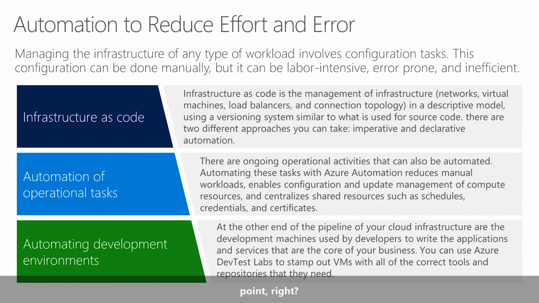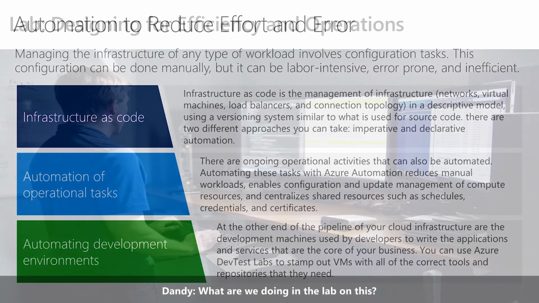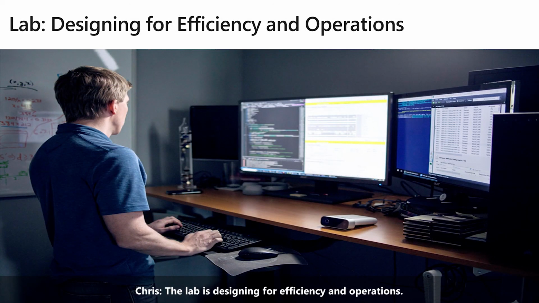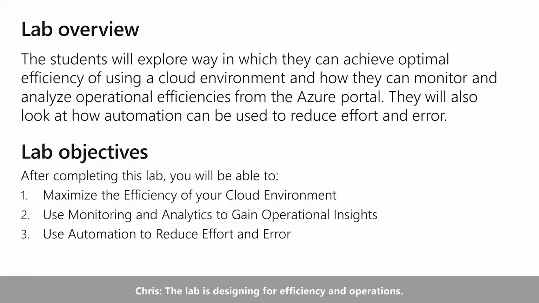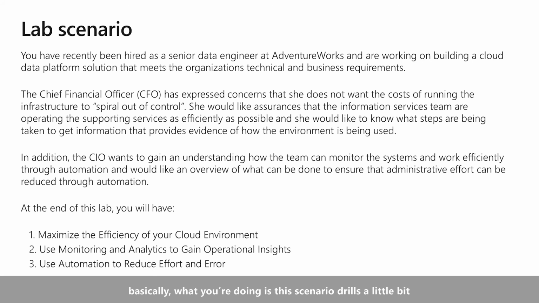And that's the second point, right? What are we doing in the lab on this? The lab is designing for efficiency and operations. What we're doing here is looking at the 3 lessons that we just looked at: maximizing the efficiency of the cloud environment, using monitoring and analytics, again Insights, and using automation to reduce effort and error. Now, this scenario drills a little bit down into the case study that we have, where this time the chief financial officer is getting involved because she's a little bit concerned that she doesn't want the costs to spiral out of control.